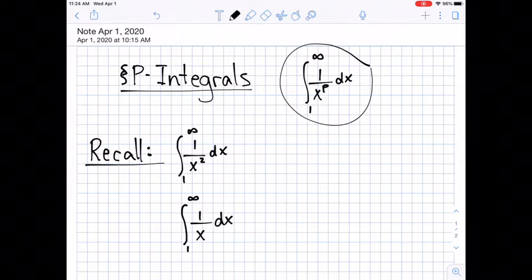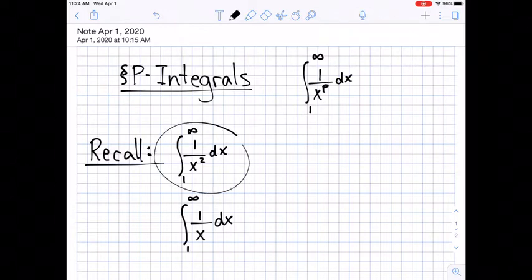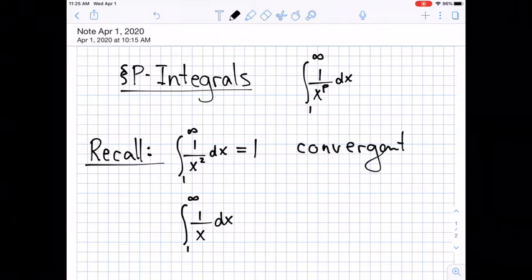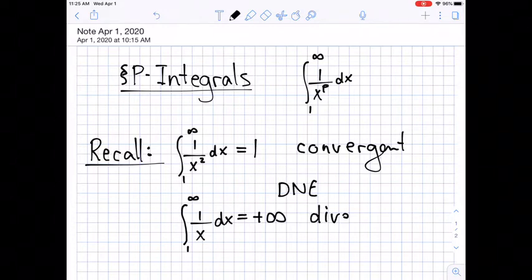Now, if you remember, the first two examples that we did with improper integrals, we looked at this one, the integral of 1 over x squared from 1 to infinity, and we said that this one was actually equal to 1. It was convergent. And then right afterwards, we did this one, 1 over x from 1 to infinity. And this one, we said that actually the limit went to positive infinity. It was a limit that did not exist. And so that integral was divergent.